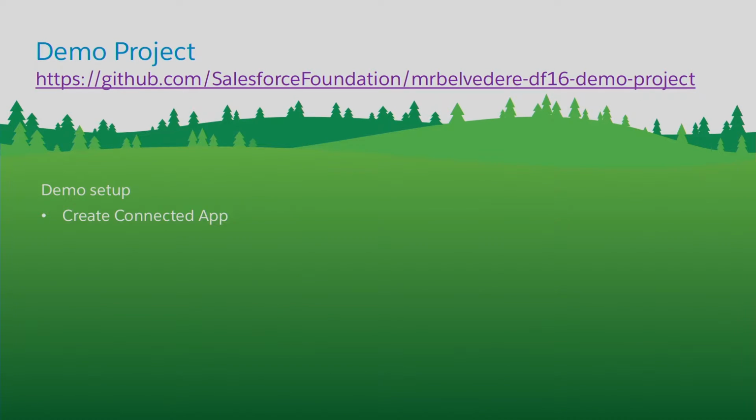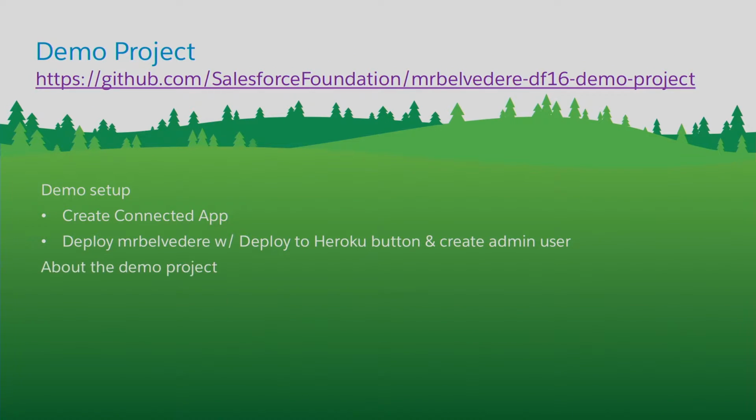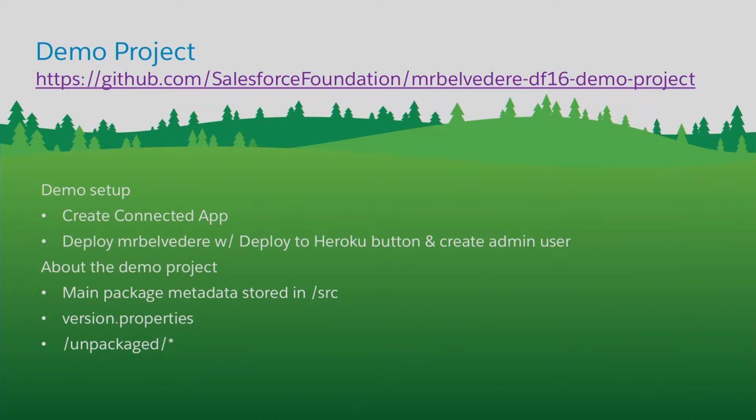Really quickly, just a little bit of setup that I did beforehand. I created a connected app in a Salesforce org. The README out in the repository tells you about how to do this. I also deployed Mr. Belvedere using the deploy to Heroku button and created an admin user, which is laid out in the README. I also created this demo project repository. And in this repository, our main package source is stored under the source directory. Our managed package dependencies are stored in the version.properties file. And then our unmanaged metadata that we want to deploy before and after our source directory is stored in this unpackaged subfolder.